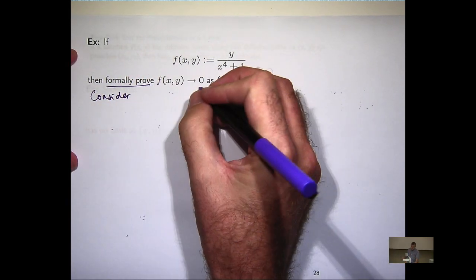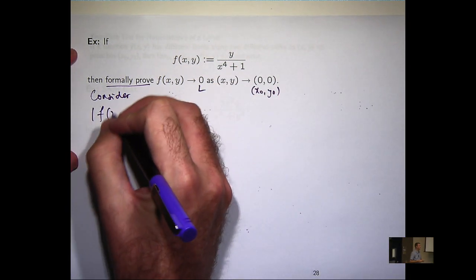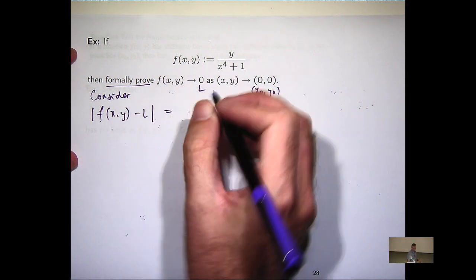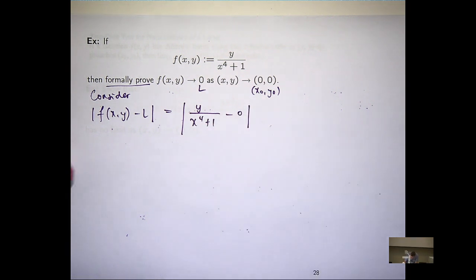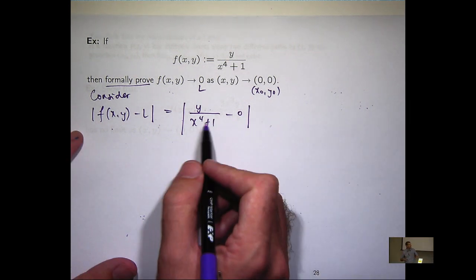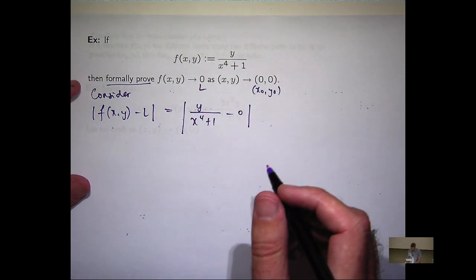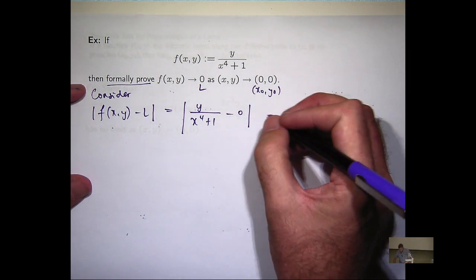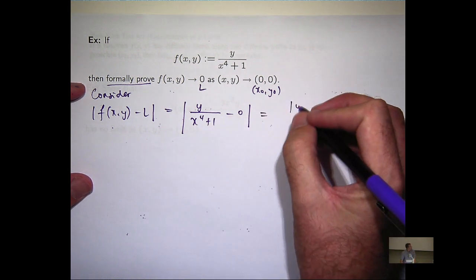So here, this is our L, this is our x naught, y naught. Now, let's play with this and see how we go. Well, the 0 can disappear. X to the 4th plus 1 down the bottom's always positive. But what am I going to do with the top?